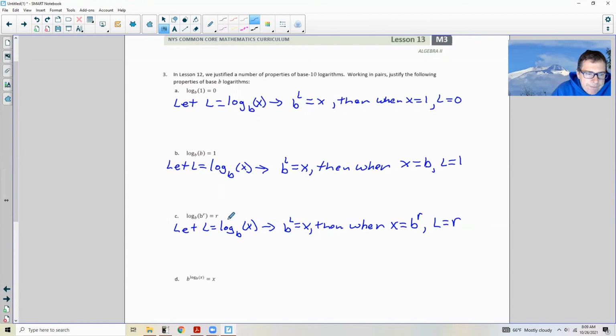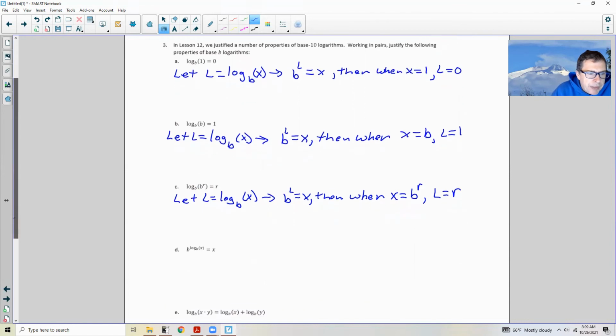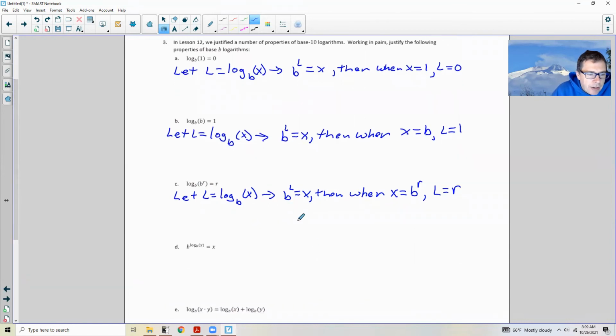All right. So what is that saying? When we have a base and this number is the same, if we're taking 5 to the base 5, the power of 5 is going to be our answer, in other words. So when x equals b to the r, L has to equal r. So b to the r is r.